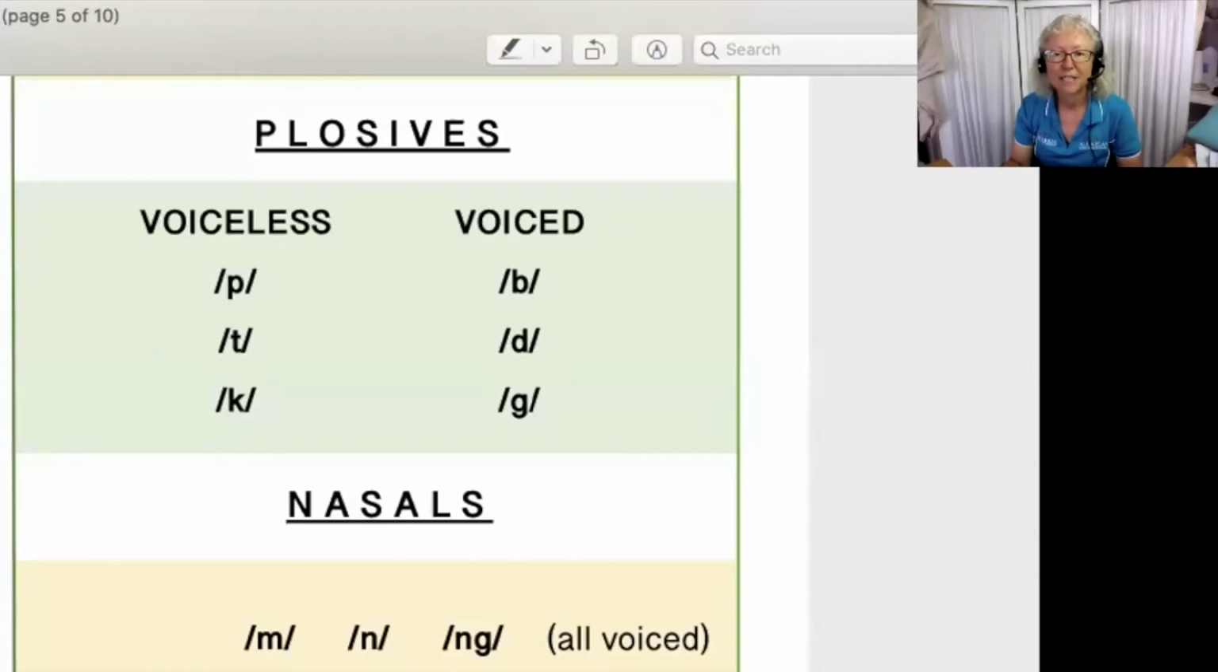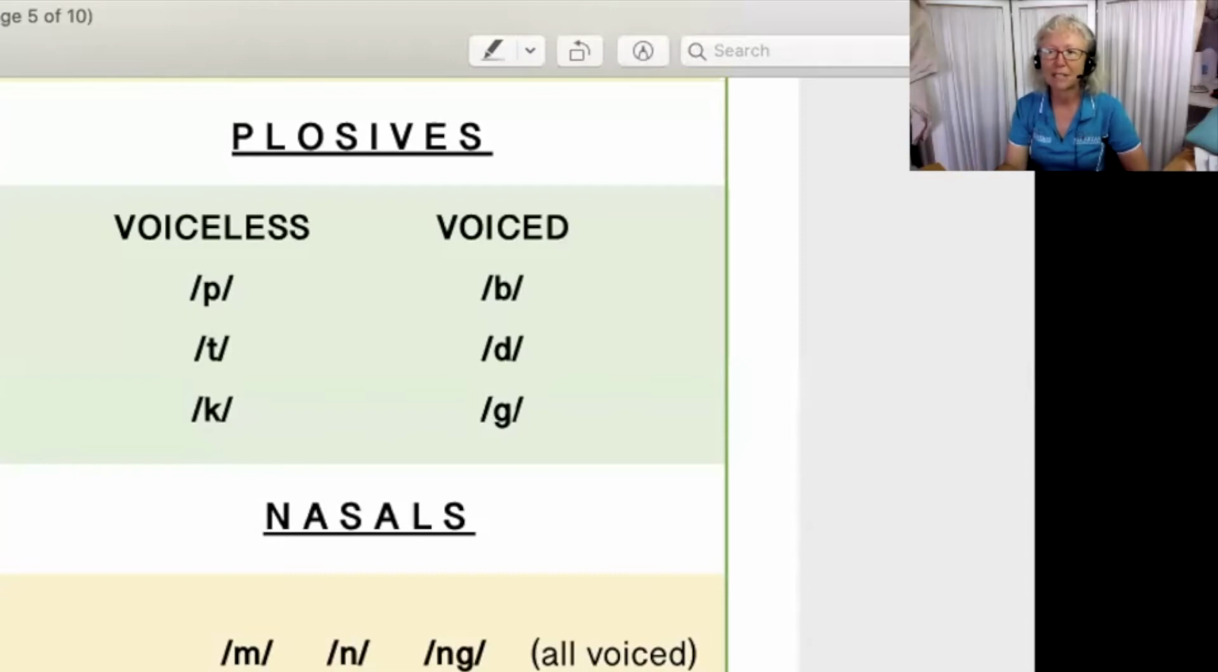Try that on your hand. Feel a lot of air. B, only a tiny bit of air. So plosives can be voiceless or voiced. When it's voiceless, it actually gets an aspiration, a pff, like lots of air coming out. So the only difference between p and b is the voice and this aspiration, or this puff. So we can feel a big puff for p and a little puff for b.